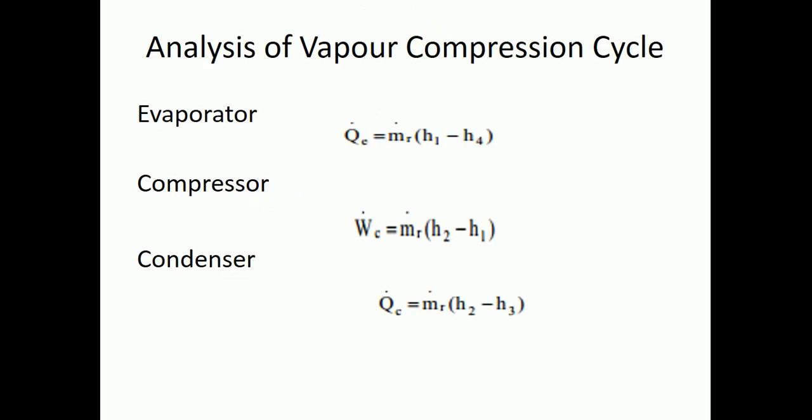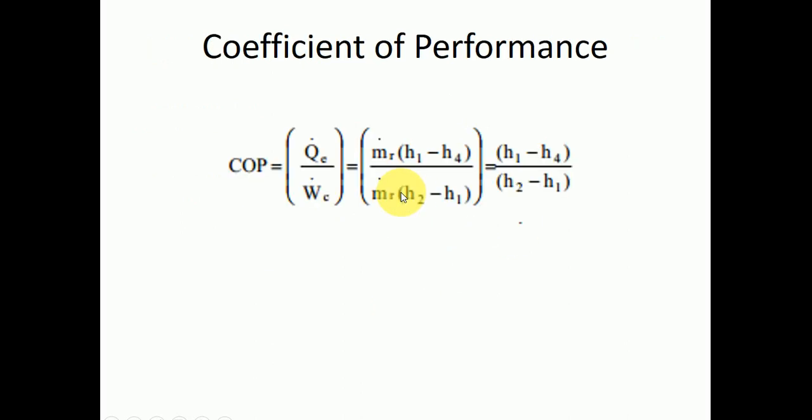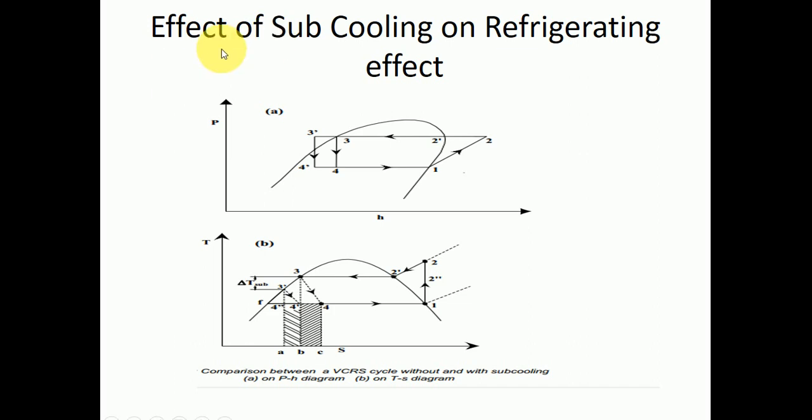Now this is the analysis of the vapor compression cycle: simply the evaporator, compressor and condenser. The work input, the heat rejection and the heat taken from the environment are expressed through the enthalpies and the mass flow rate of the refrigerant. Q evaporator is the heat taken from the environment, the condenser is the heat lost to the environment, and the compressor work is the work that is done. The coefficient of performance is simply the formula given. I will not explain it because it is just putting in the values.